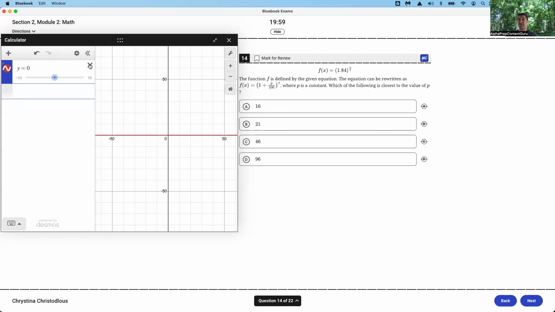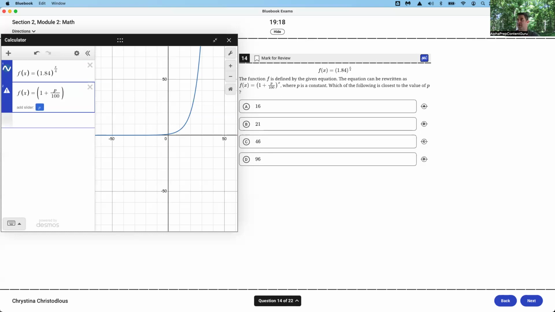Let's see what's happening. So we have a situation here where we are given f of x equals 1.84 raised to the x over 4. So this is my graph. It says I have another equation. It can be rewritten, and p is a constant. Which of the following is closest to the value of p? So we need closest to. So the first thing I'm going to do is put in this function: 1 plus, go ahead and put that in parentheses, p over 100, raised to the x.